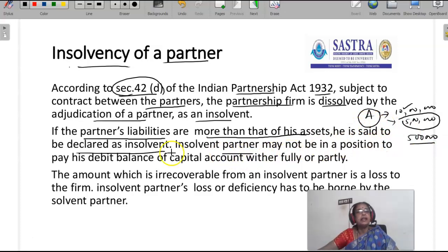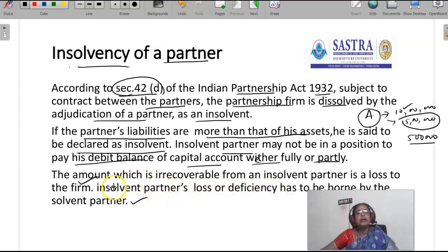An insolvent partner may not be in a position to pay his debit balance of capital account, whether fully or partly. The debit balance of the capital account is a debt of the partner to the firm, a deficit balance. He is not in a position to pay it, so he is considered an insolvent. The amount irrecoverable from an insolvent partner is a loss to the firm. The insolvent partner's loss or deficiency has to be borne by the solvent partners.